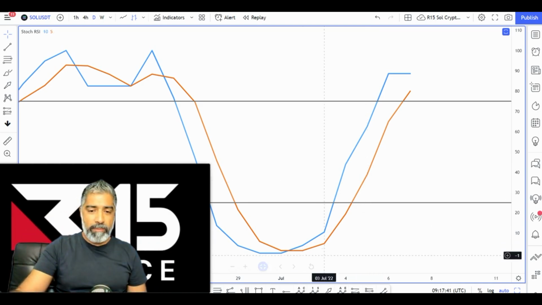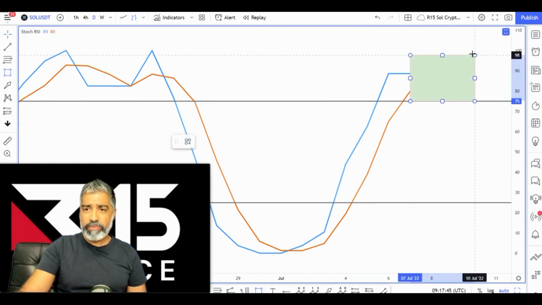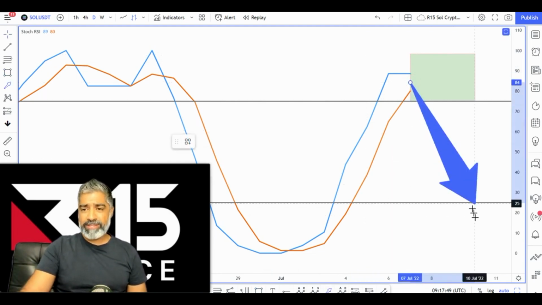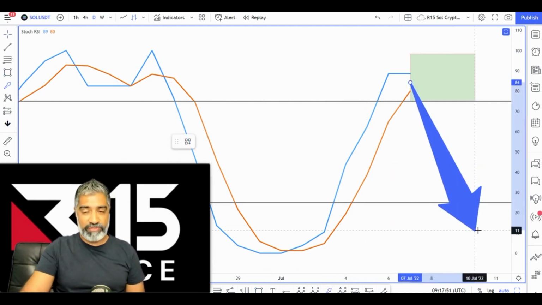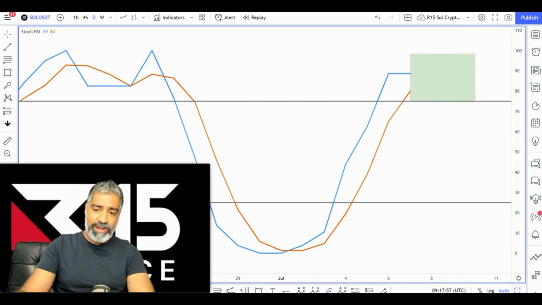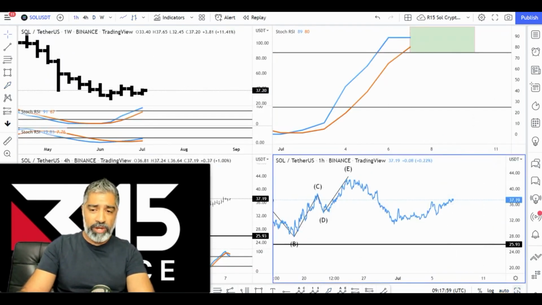And when the momentum is in this upper bracket above this black line, it tells us that we should expect the price to be sideways to down over the next few days. And if that coincides with pattern, that gives us a massive clue on what's likely to occur. So now let's pop back into the hourly chart in the bottom right.